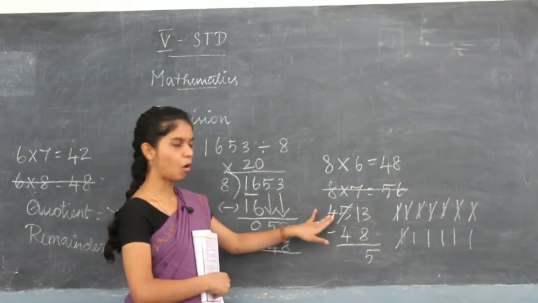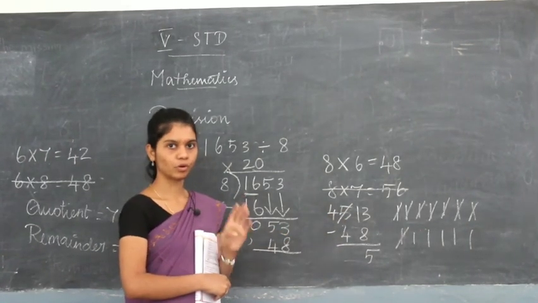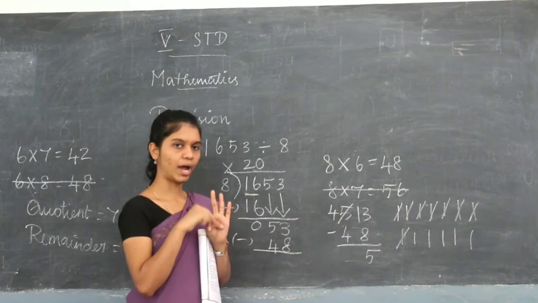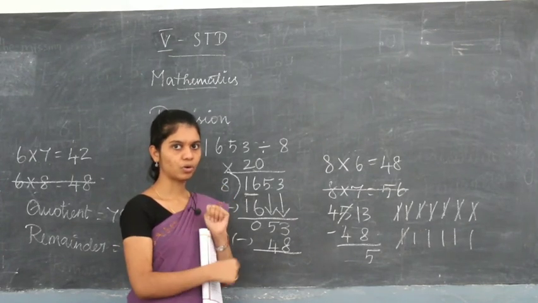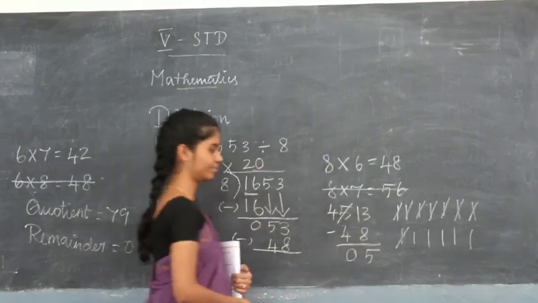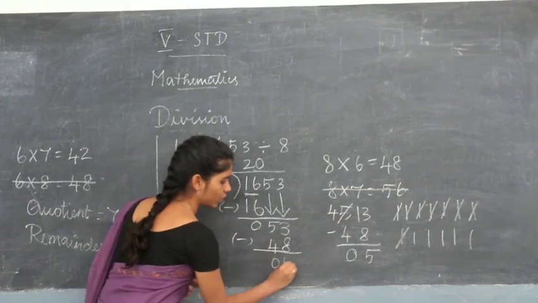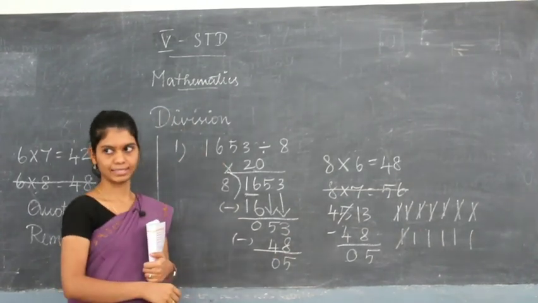Now look at here, you borrowed 1 from this 5 and you got 4. And down also you got 4. So 4 minus 4: the remaining is 0. So you should put 0 here. So what was your answer? 5. So 05 is your answer.